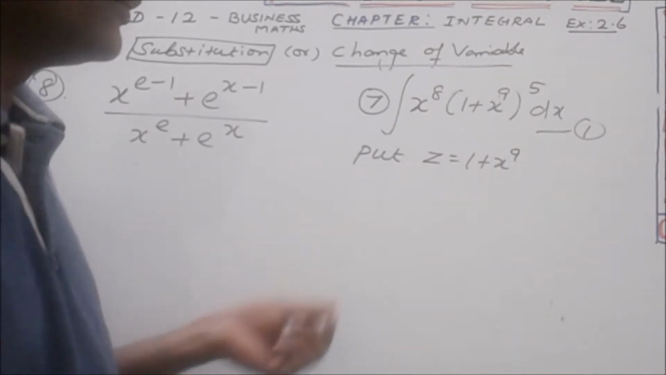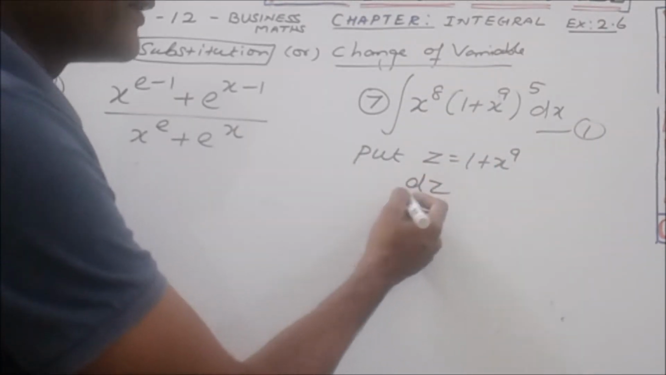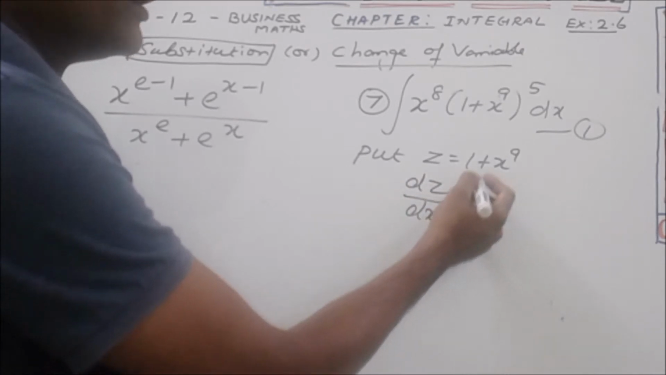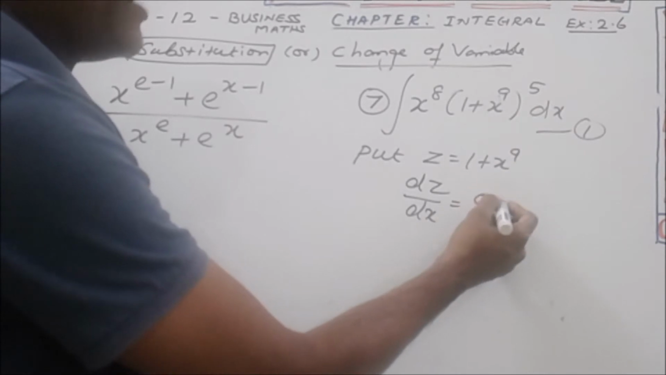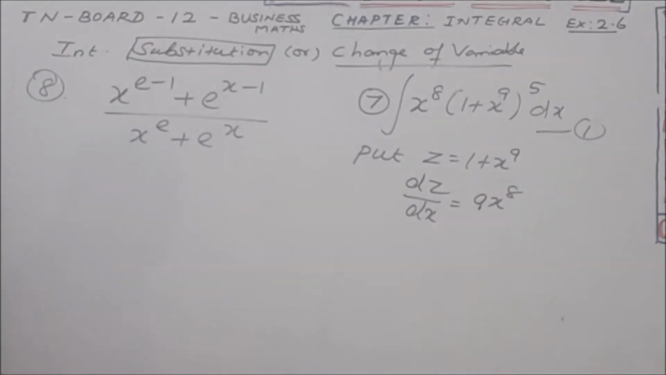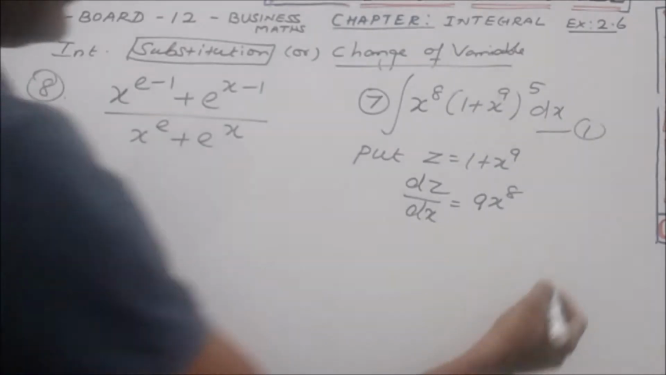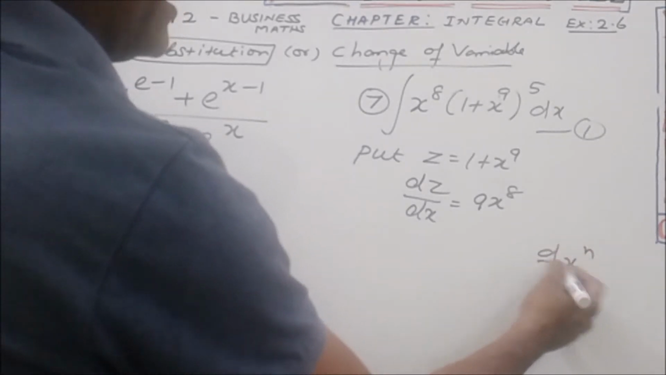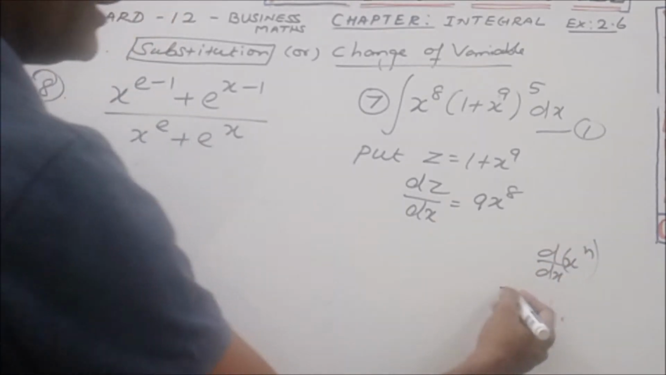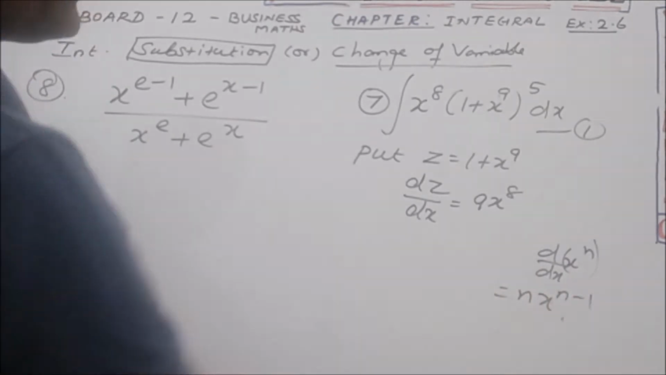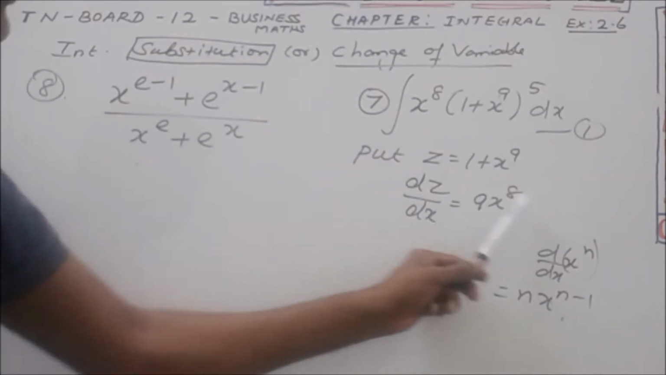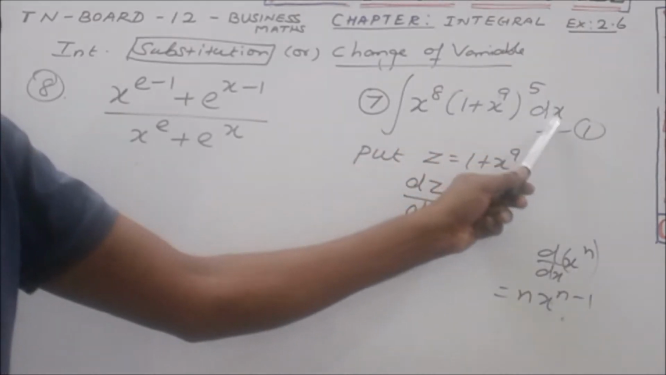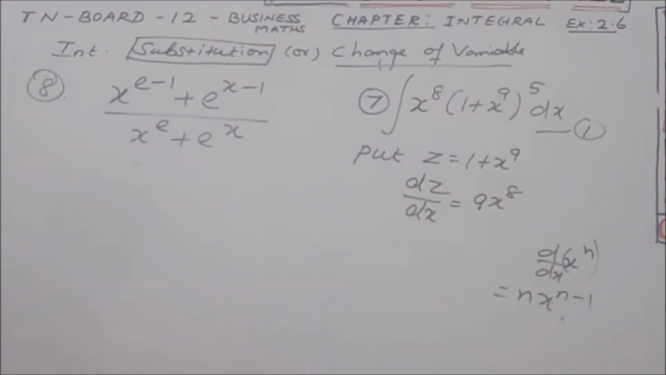What is its derivative? dz by dx equal to 0 plus 9x power 8. The derivative of x power n, d by dx of x power n, equals n into x to the power n minus 1. So 9x power 9 minus 1 is 9x power 8. Here x power 8 is present. Now cross multiply: x power 8 into dx is also present. So you need not worry about it.